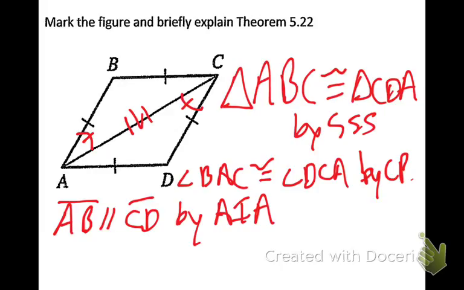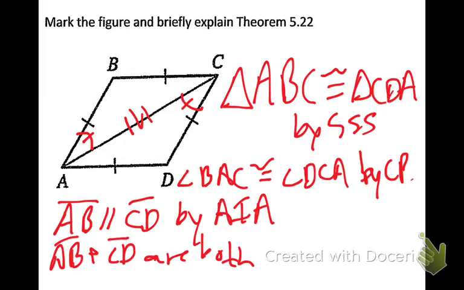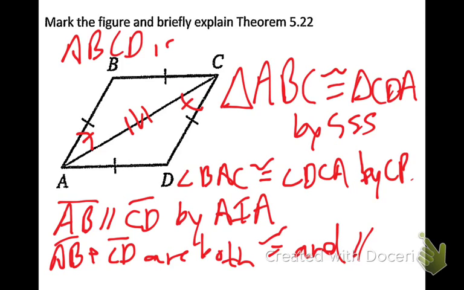and since AB and CD are both congruent and parallel, what does that tell me? Somebody else. Since AB and CD are both congruent and parallel, what does that mean? What's that a characteristic of? Yeah, that's a characteristic of a parallelogram. One pair of opposite sides are parallel and congruent. So we could say, in the end, ABCD is a parallelogram.